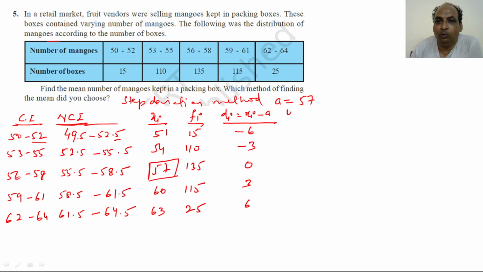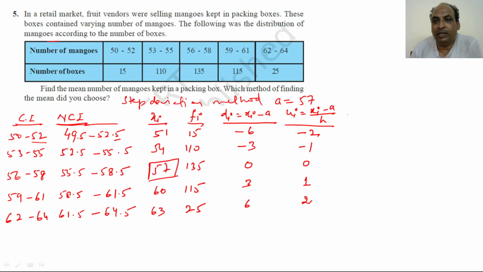Now ui means (xi minus A) by h. Okay. The class size is 3. So we will divide. So minus 6 divided by 3 is minus 2. Minus 3 divided by 3 is minus 1. 0 divided by 3 is 0. 3 divided by 3 is 1. 6 divided by 3 is 2.